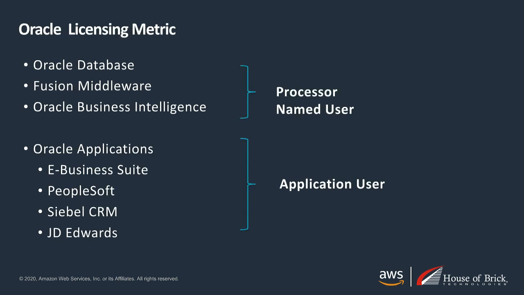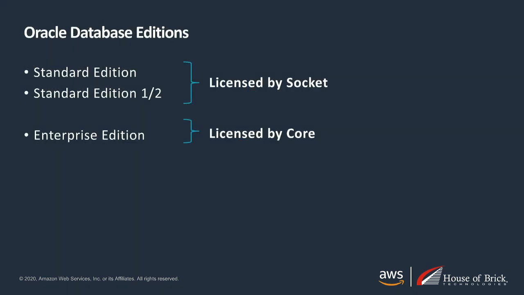From a licensing perspective, their core technology, their database, their middleware, and their BI are licensed either by processor or computing unit or by named users, the number of users that can access the system. The applications, however, are licensed via an application user license. When we get to the database level, Standard Edition, either Standard Edition 1 or Standard Edition 2, is actually licensed by socket, whereas Enterprise Edition is licensed by core. If you're using Oracle today, you're probably very familiar with these concepts, but we want to lay the foundation for ways to optimize these options moving forward on AWS.